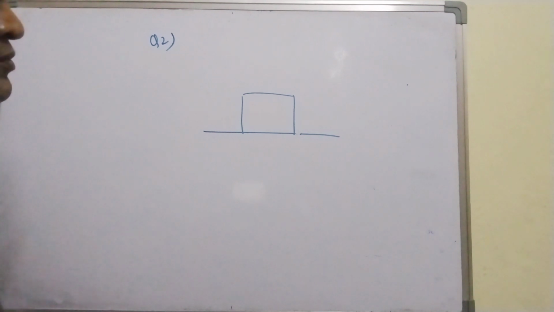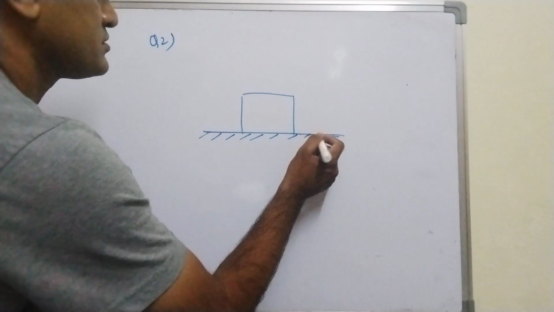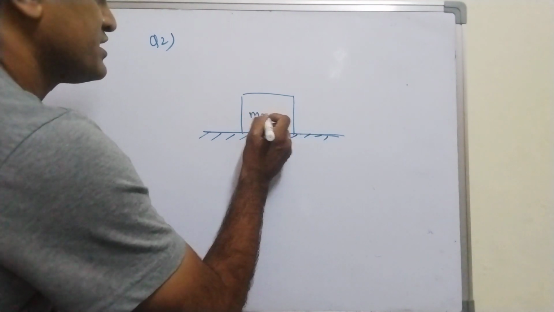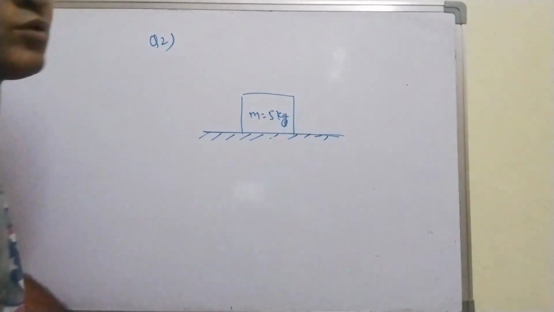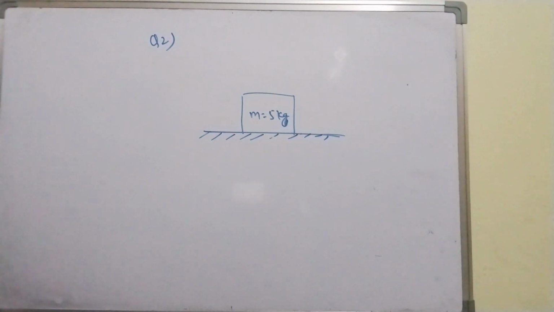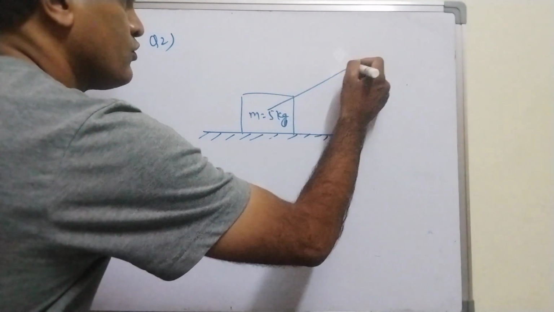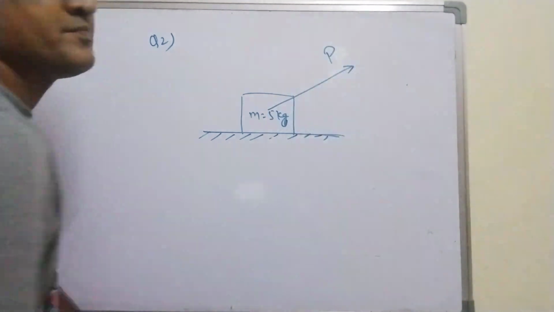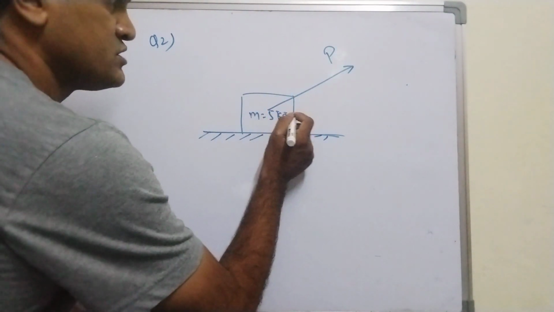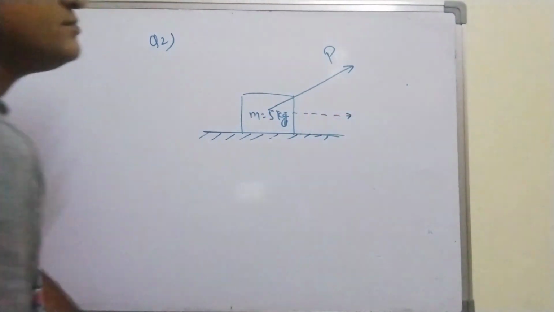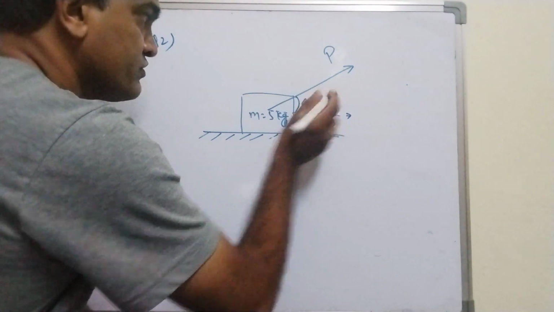So I have given a block resting on the horizontal surface, a block of mass, let us say 5 kg. The 5 kg block is lying on the horizontal surface, and here you are pulling this block with a force P, which is making a certain angle, let's say 45 degrees with the horizontal.